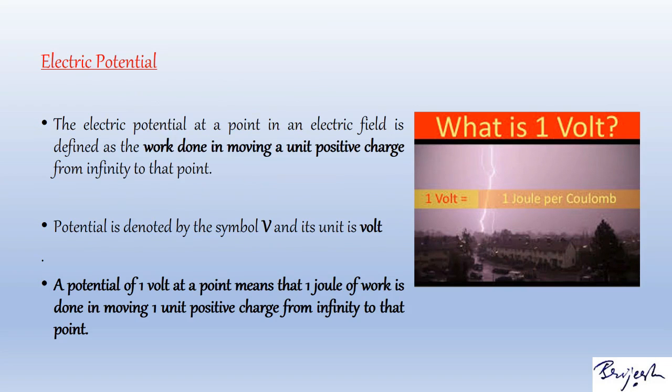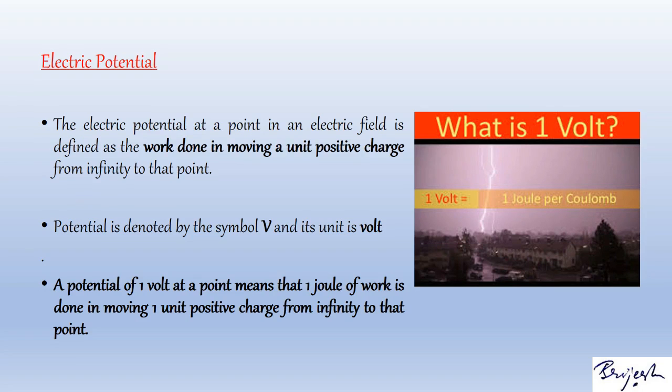Let us discuss what is electric potential. The electric potential at a point in an electric field is defined as the work done in moving a unit positive charge from infinity to that point. Potential is denoted by the symbol V and its unit is volt. A potential of 1 volt at a point means that 1 joule of work is done in moving 1 unit positive charge from infinity to that point.